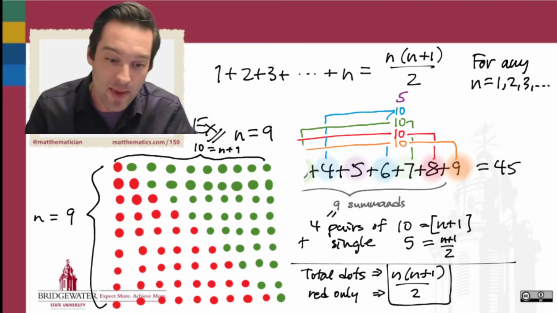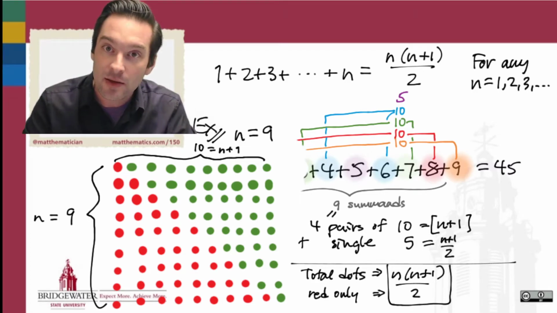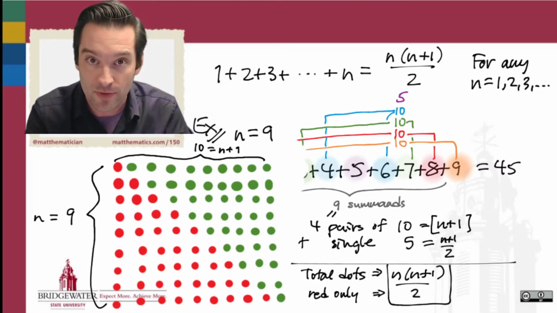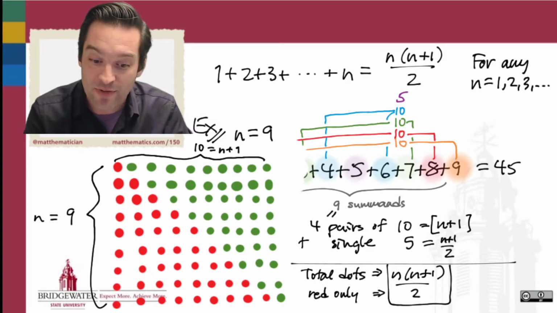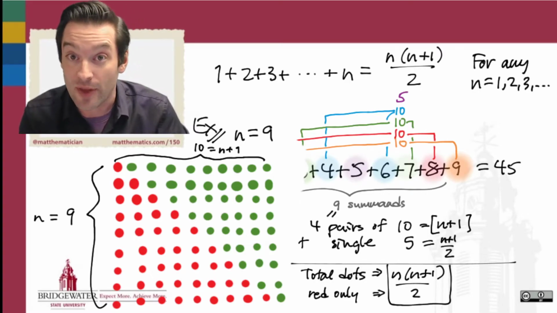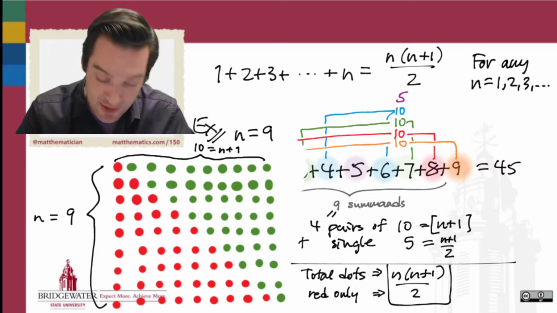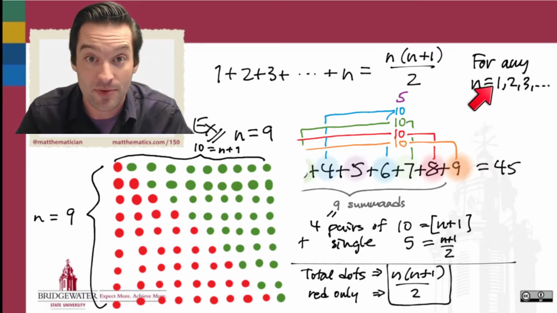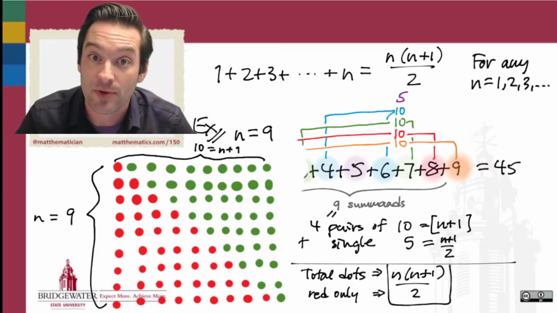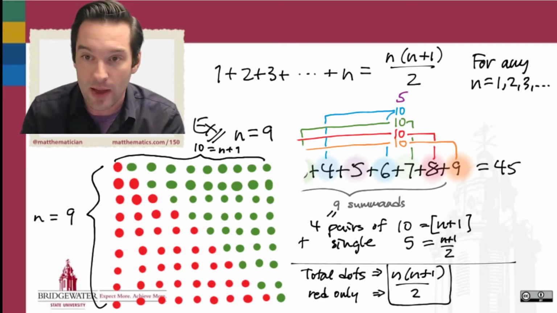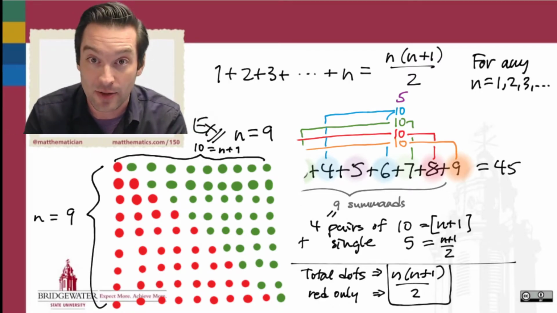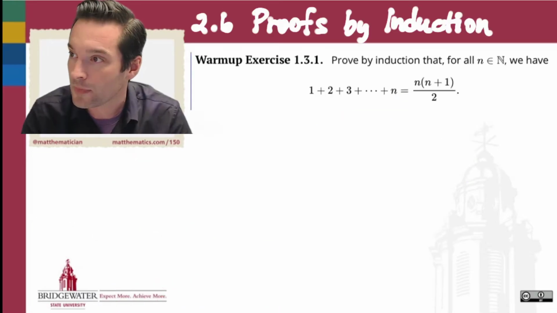A proof by mathematical induction is a way to provide a proof of a statement which is quantified over an infinite set of natural numbers. In this example, it's the set of all the natural numbers themselves, starting from 1: 1, 2, 3, all the way up to infinity. So here's how a proof by the principle of mathematical induction would look for this statement.